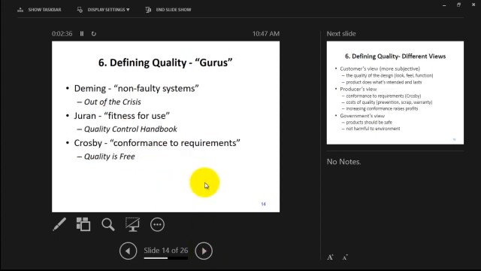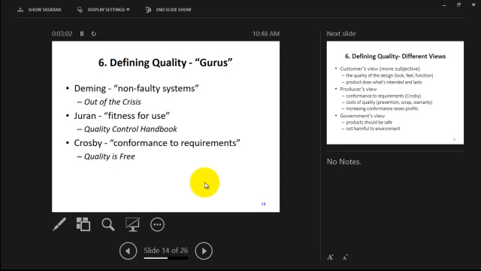Gurus, the quality gurus, you may say that these are the quality pioneers. Deming is one of the gurus of the quality. According to him, non-faulty systems is a quality. If the system is non-faulty, having no problem, no issues, it's a good quality. It's from his book Out of the Crisis.